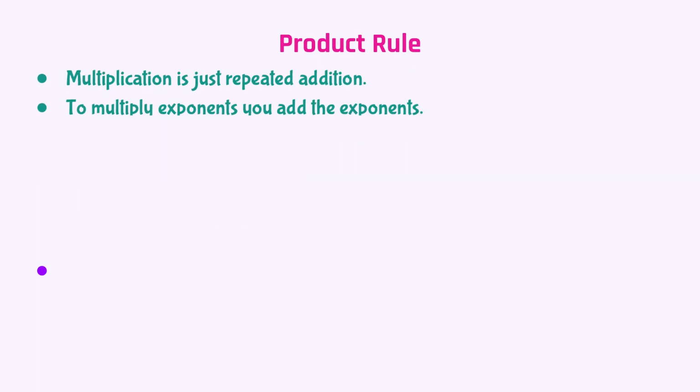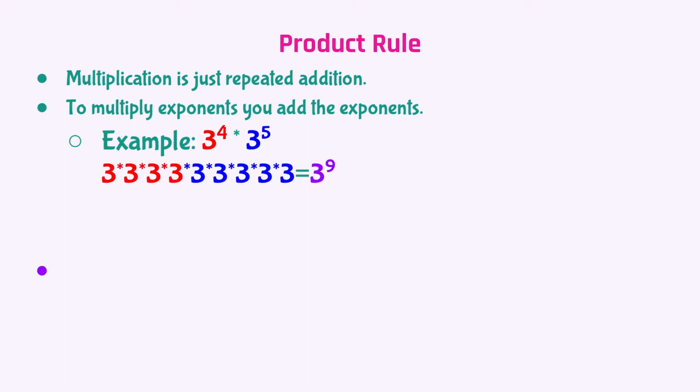The product rule. If you recall, multiplication is just repeated addition. So in order to multiply exponents, you add the exponents. Example, 3 to the 4th times 3 to the 5th. 3 to the 4th is just 3 times 3 times 3 times 3, and 3 to the 5th is 3 times 3 times 3 times 3 times 3. So if we add up all of those 3's, we get 3 to the 9th.